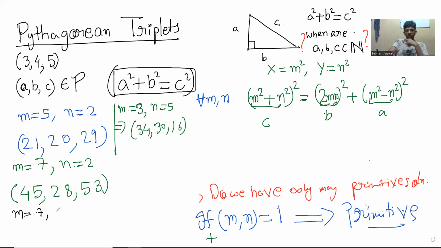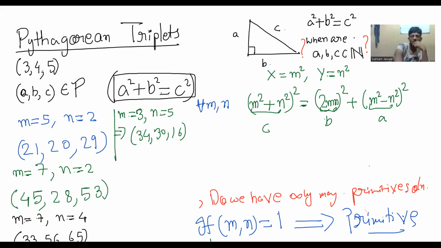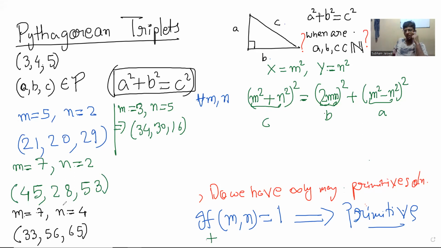N equal to 4. Not a prime means there are no primes. Okay, so it's primitive, but there are no primes. So it is not true that we should have at least one prime.